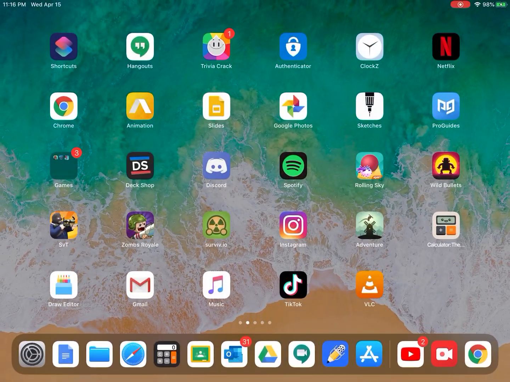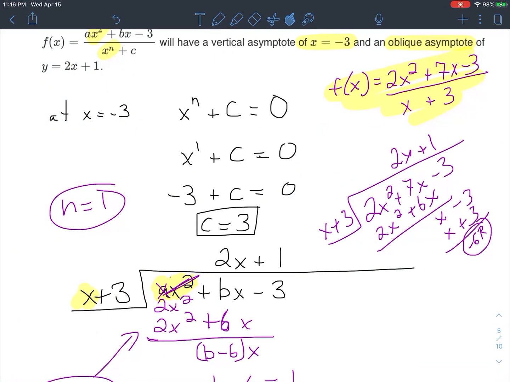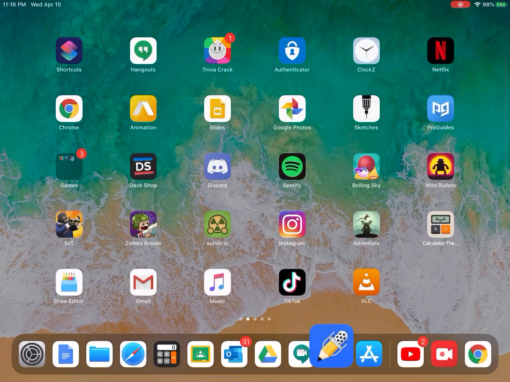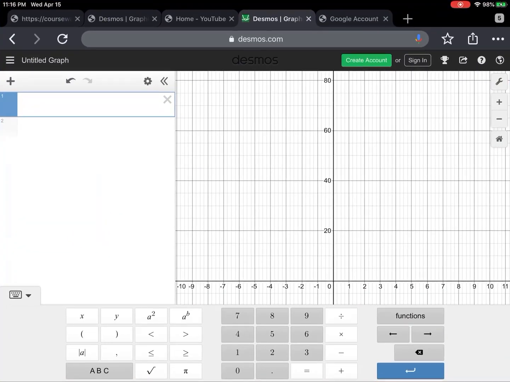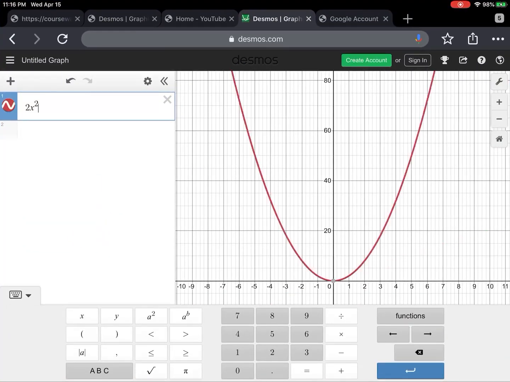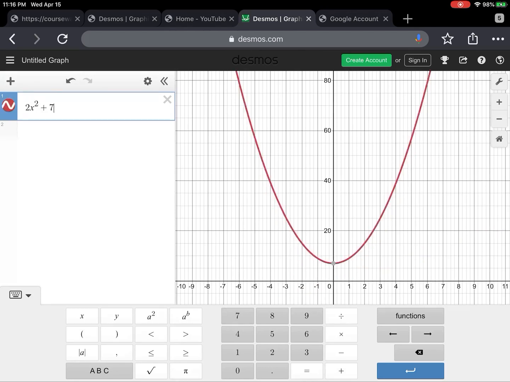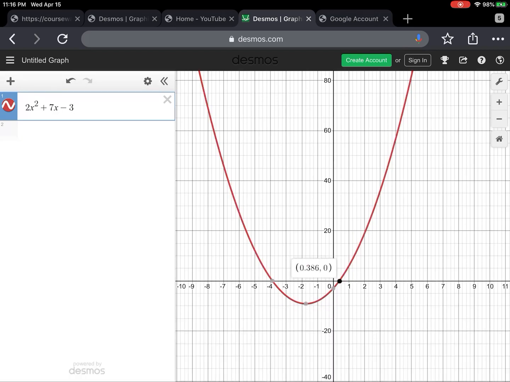Alright, what was our equation again? You got 2x squared plus 7x minus 3. Alright, looks like we have a 0 at 0.386 and at -3.886. Alright, I can do that. Let's go back.